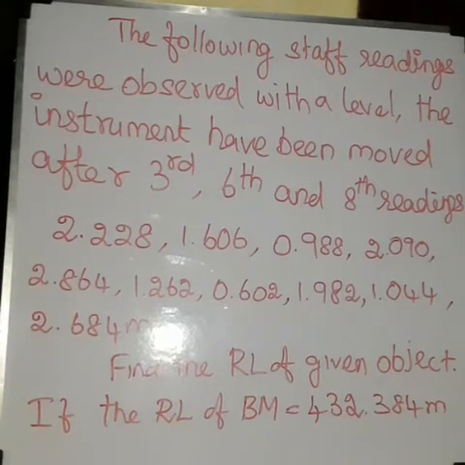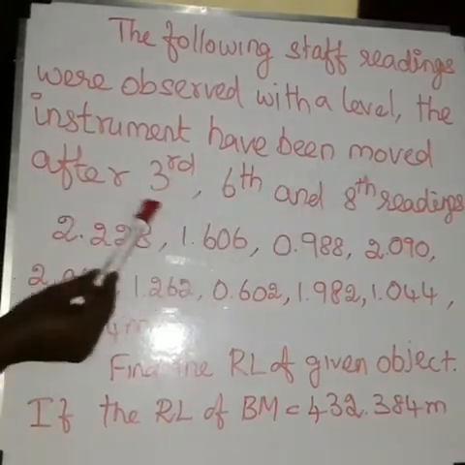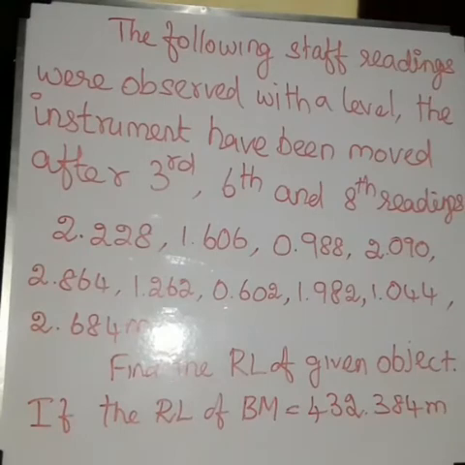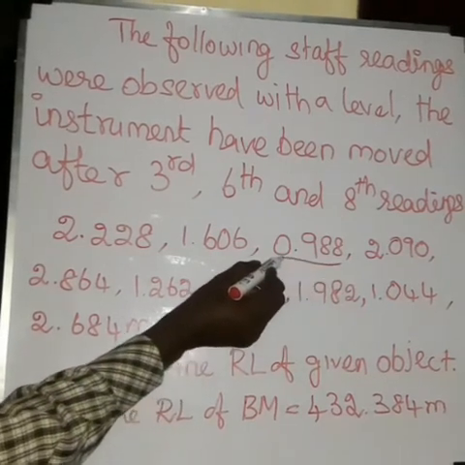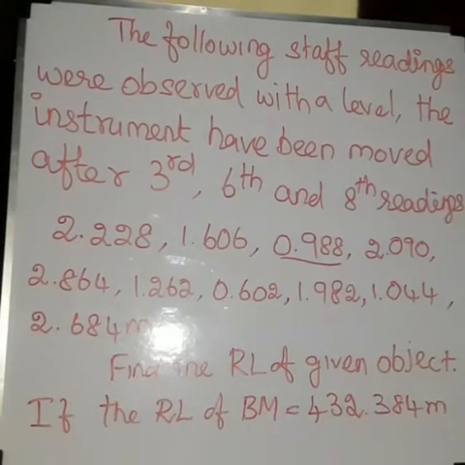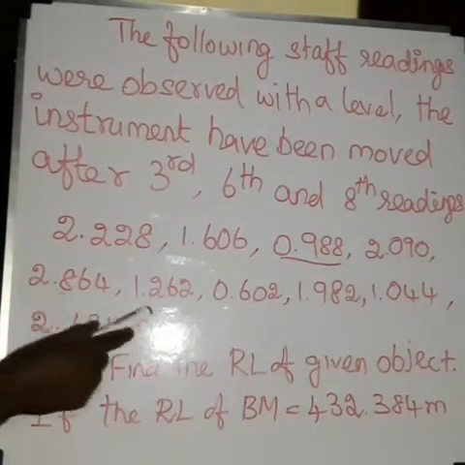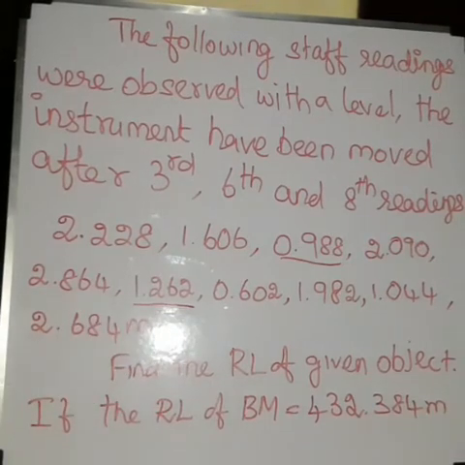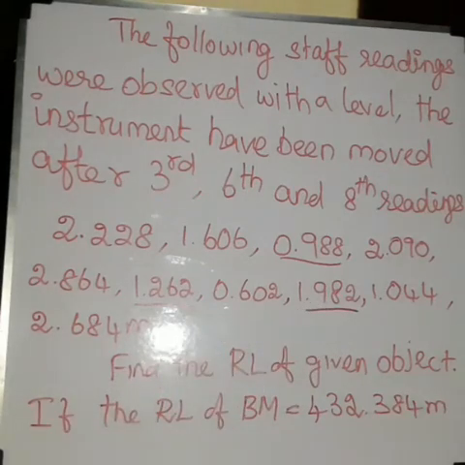Okay. Here in this problem, the instrument has been moved after the third, sixth, and eighth readings. This is given here: 1, 2, 3. 0.988 is the third reading. Next, 1.262 is the sixth reading, and 1.982 is the eighth reading.